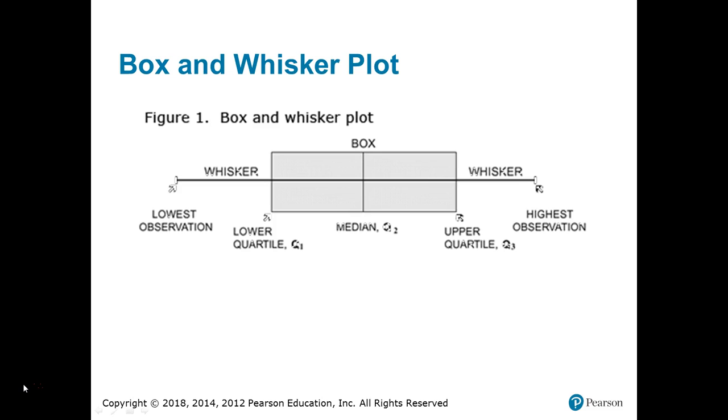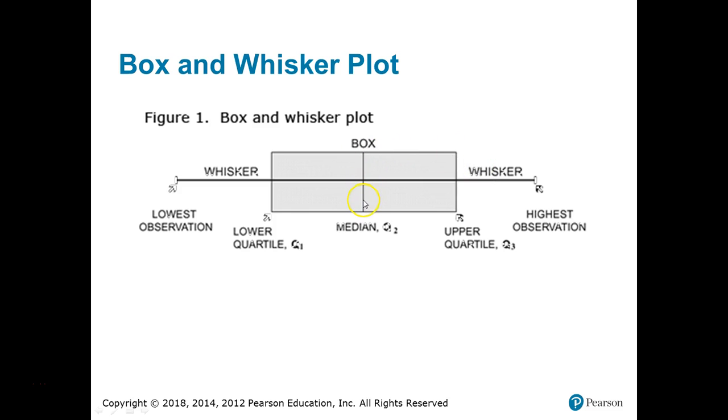First is a box and whisker plot. Here's your box, and apparently this is a whisker, and it looks like a cat's face, apparently. That's the nose, and then the little whiskers on the side. So over here, this is the lowest observation, or I like to just call it the minimum, the smallest data value. Over here is your highest observation, or your maximum.